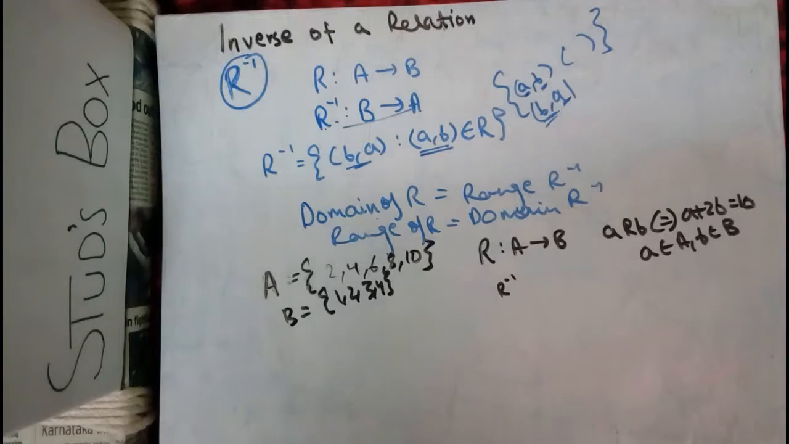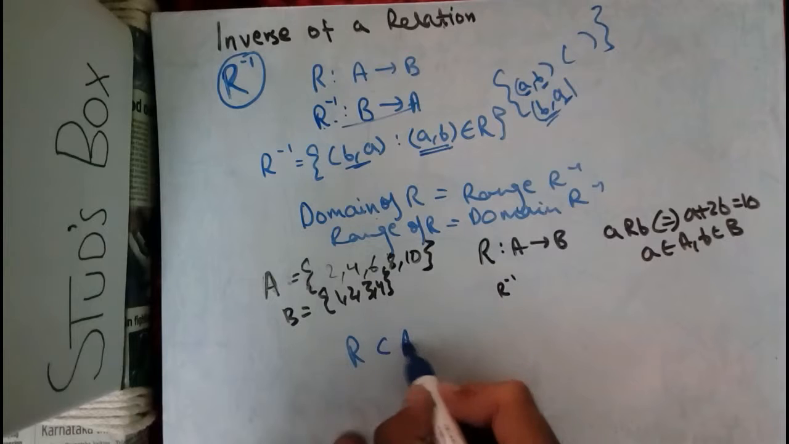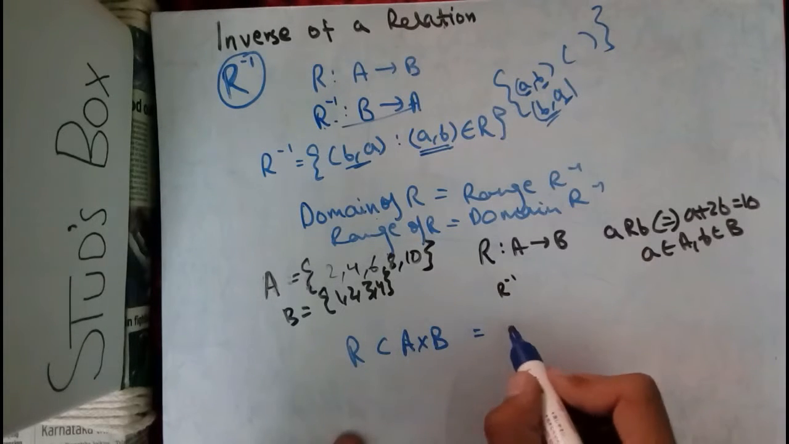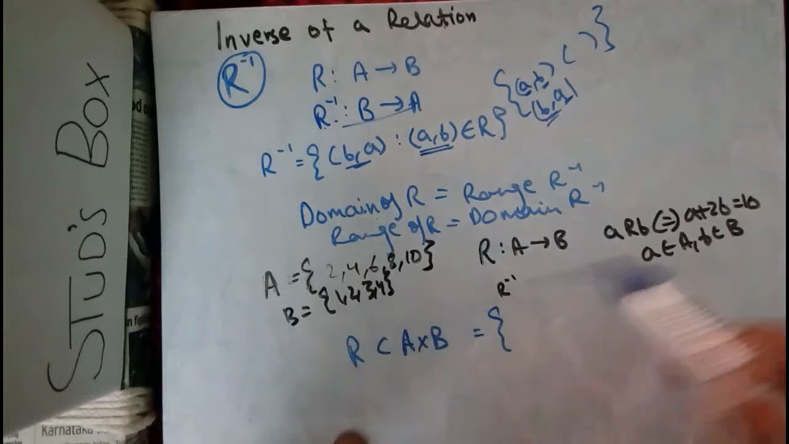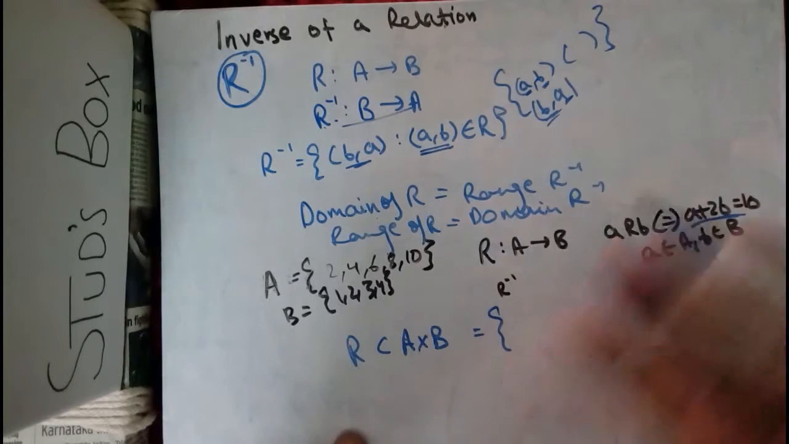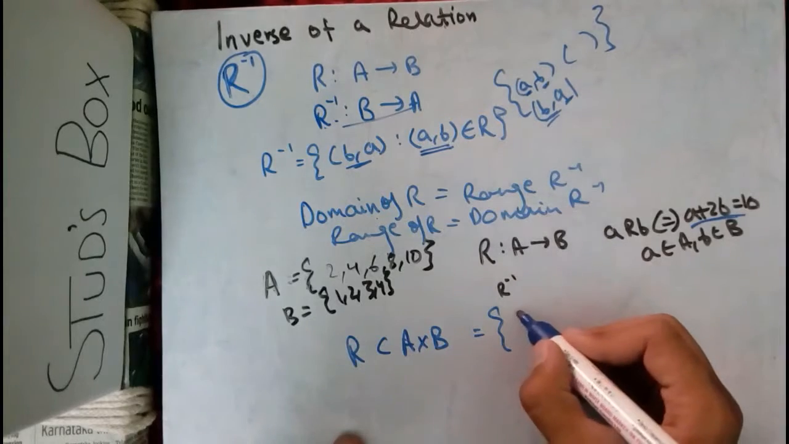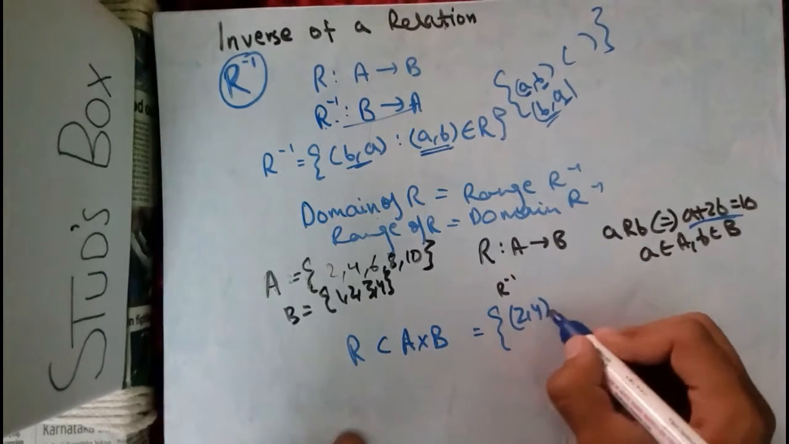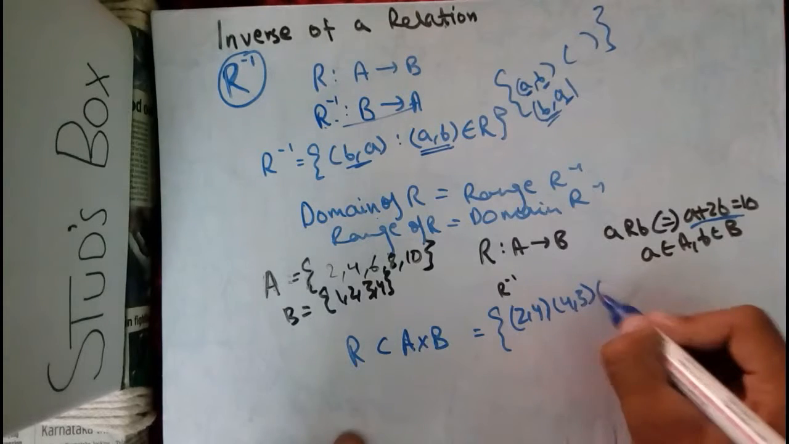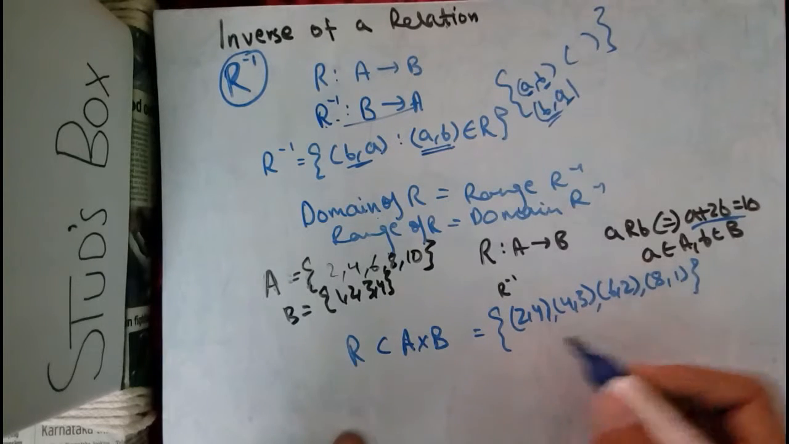So what we have to do, relation R will be a subset of A cross B, and we can write it directly as it will be under this condition, that is a + 2b should be equal to 10. So if you try to figure it out, I want you to do it on your own. You will get the relation to be {(2, 4), (4, 3), (6, 2), (8, 1)}. You can check it here as well.